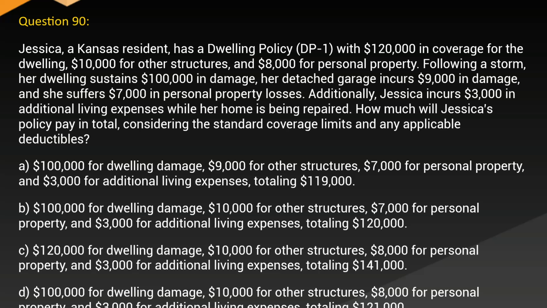A. $100,000 for dwelling damage, $9,000 for other structures, $7,000 for personal property, and $3,000 for additional living expenses, totaling $119,000. B. $100,000 for dwelling damage, $10,000 for other structures, $7,000 for personal property, and $3,000 for additional living expenses, totaling $120,000. C. $120,000 for dwelling damage, $10,000 for other structures, $8,000 for personal property, and $3,000 for additional living expenses, totaling $141,000. D. $100,000 for dwelling damage, $10,000 for other structures, $8,000 for personal property, and $3,000 for additional living expenses, totaling $121,000.